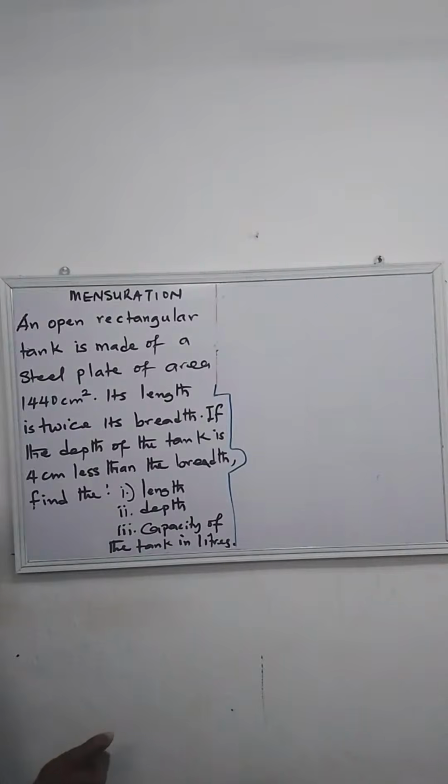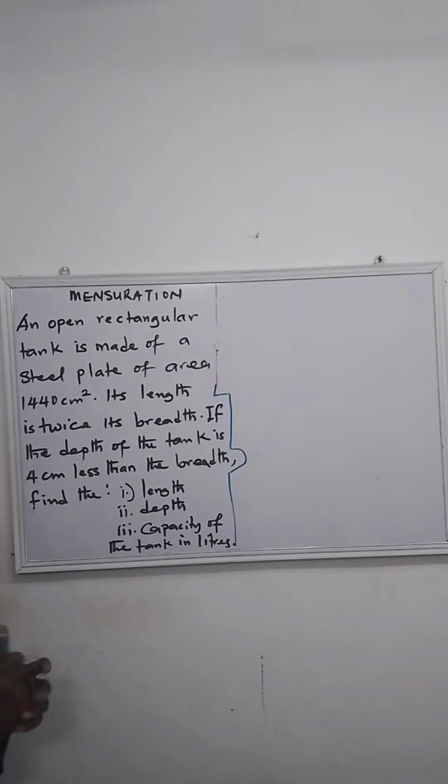All right. Now, the question says an open rectangular tank is made of a steel plate of area 1,440 centimeters square. Its length is twice its breadth. If the depth of the tank is 4 centimeters less than the breadth, find the length, the depth, and the capacity of the tank in liters.